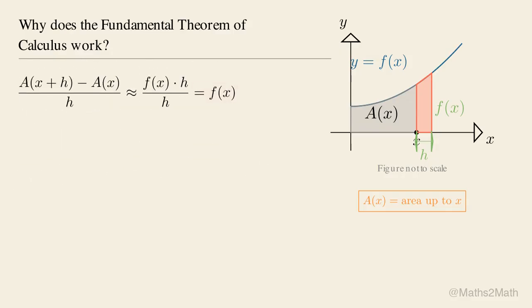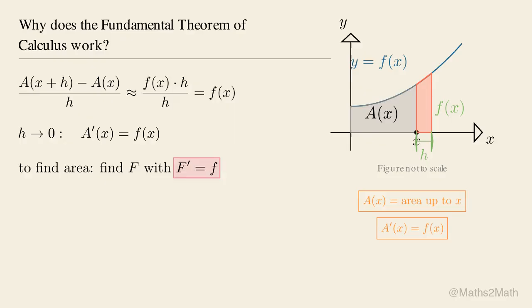So area gained over step taken, the average growth rate, is roughly rectangle area over h. The h on top cancels the h below, leaving just f of x. Shrink h to nothing and the approximation becomes exact. The derivative of the area function is the original curve. This result is important. It says the area machine and the slope machine are inverses. Keep it on the side.